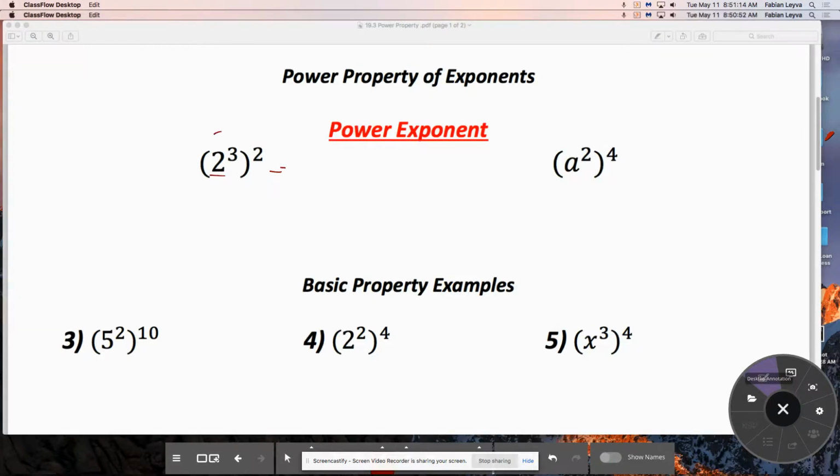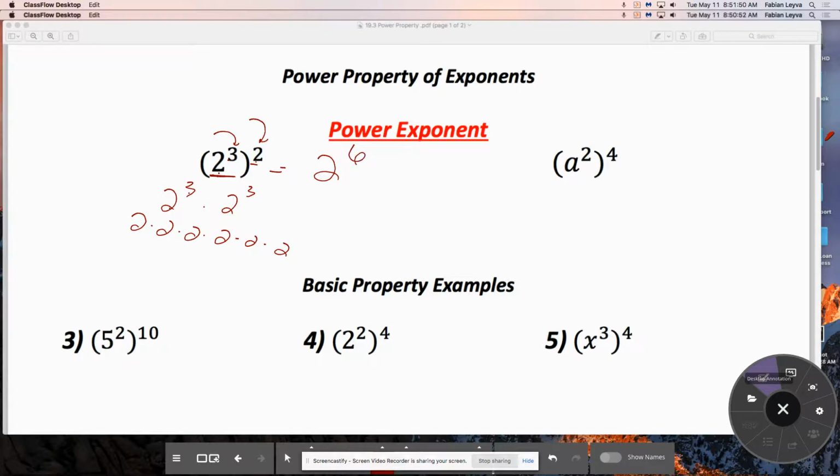Notice that I have a base of 2. It is getting raised to the 3. That means I'm multiplying 2 3 times. Now this is also getting raised to the 2. So that means I'm multiplying 2 to the 3 another 2 times. So let's go ahead and expand this. Again, I'm multiplying 2 to the 3 2 times because that is what that exponent is telling me to do. Now you can see I have 2 raised to the 3 that's multiplying itself 3 times. Another 3 times there. So how many times am I multiplying my base? 6. I am multiplying the number 2 6 times.